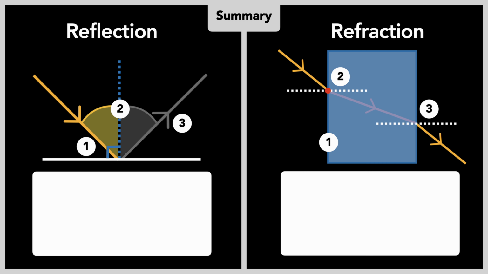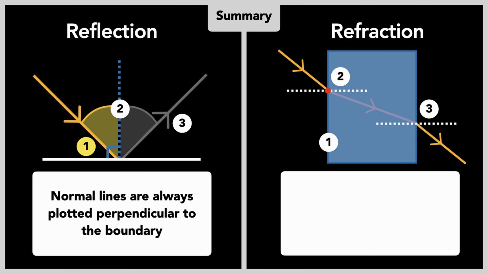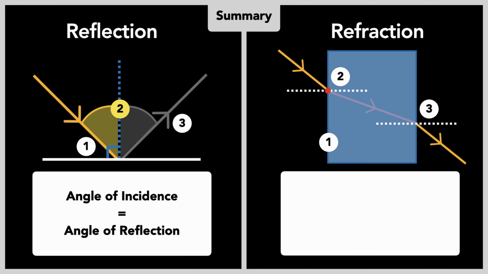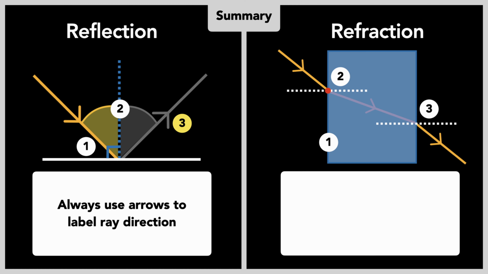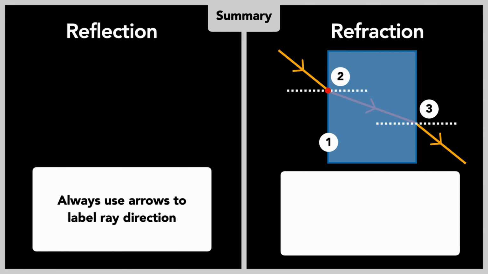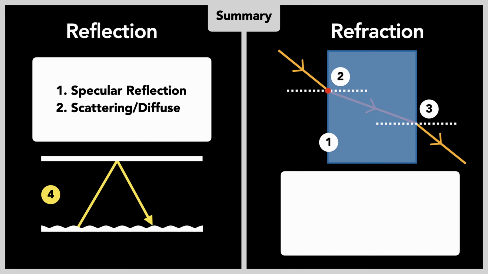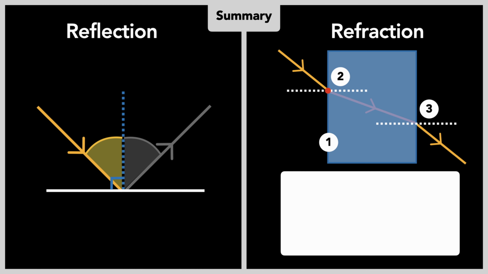Here are the substantives summarized. Normal lines are always plotted perpendicular to the boundary. The angle of incidence is always equal to the angle of reflection. Always use arrows to show ray direction on ray diagrams. There are two types of reflection, specular and scattered.